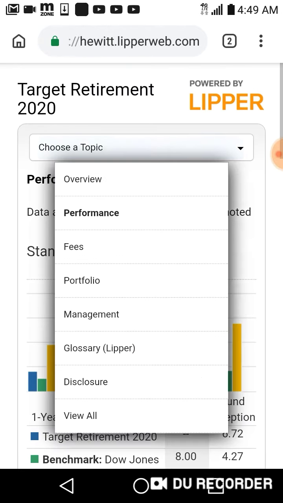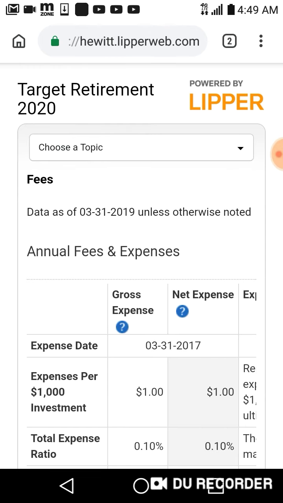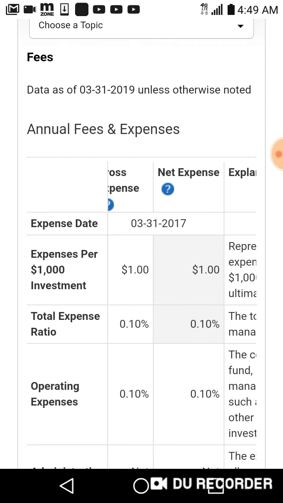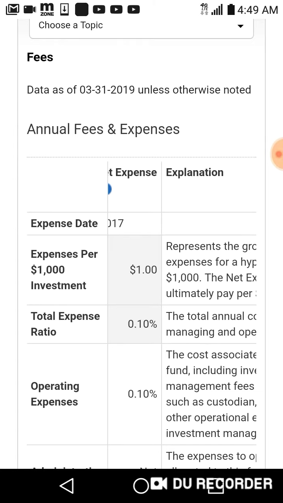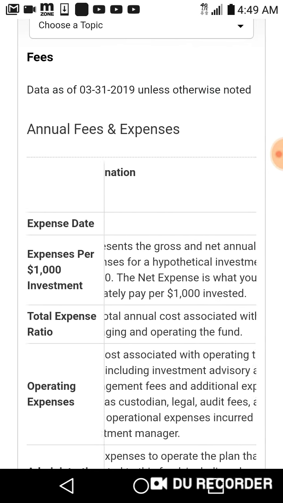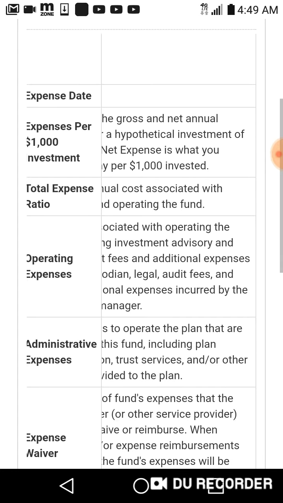Let's pick another topic. The fees. The fees are very important. So it breaks it down at the top. Expenses per $1,000. Each $1,000 that you have invested, they charge you $1, or that'd be 0.1%. And it tells you what types of fees that they cover. It also tells you the operating expenses. So that's how you find that information.